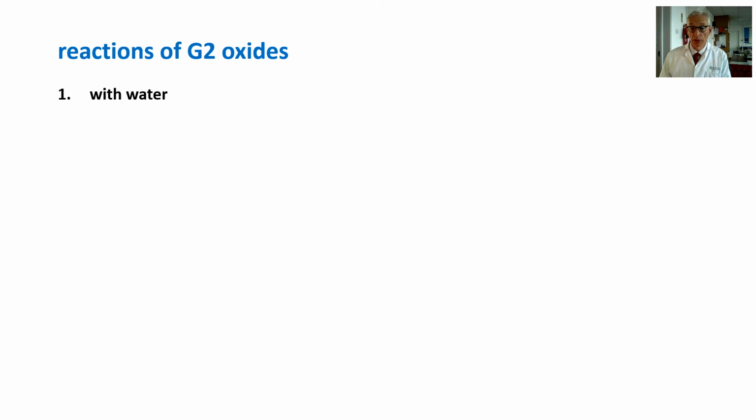There are also some reactions of the compounds of group 2 expected to be known. The first concerns group 2 oxides and their reaction with water. Pause the lesson and complete an equation for the reaction of a typical group 2 oxide with water. Resume when you're ready. So here's my equation. We've got our group 2 oxide, water forming the hydroxide.